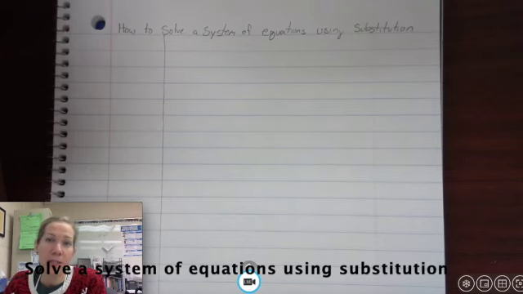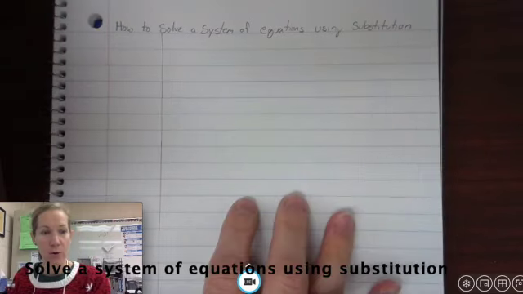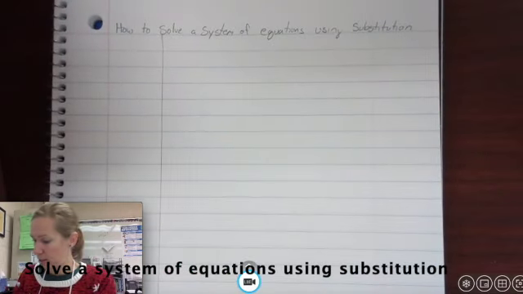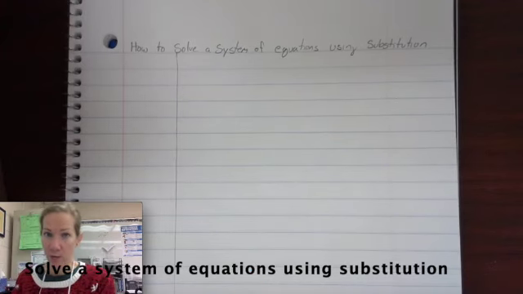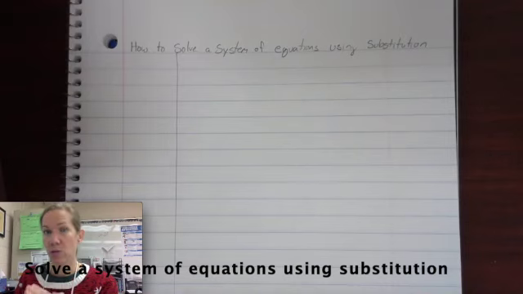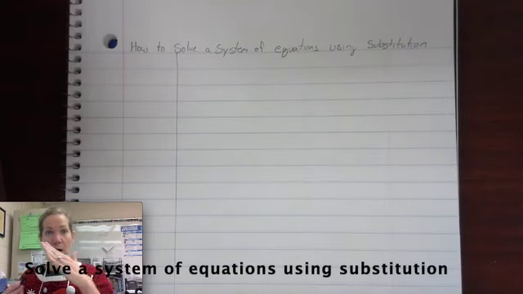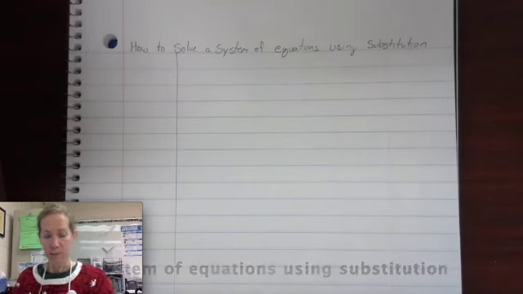Hello, today we're going to learn how to solve a system of equations using substitution. So go ahead and set up your C notes in your notebook. A system of equations in 8th grade consists of two equations, and you're trying to find out where these two equations, when graphed on a line, are going to meet or cross.